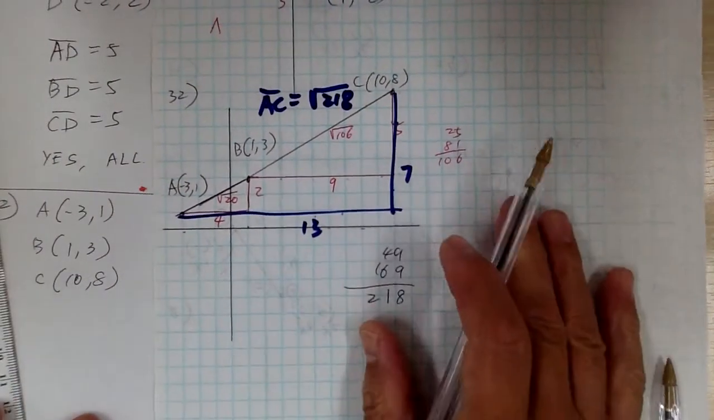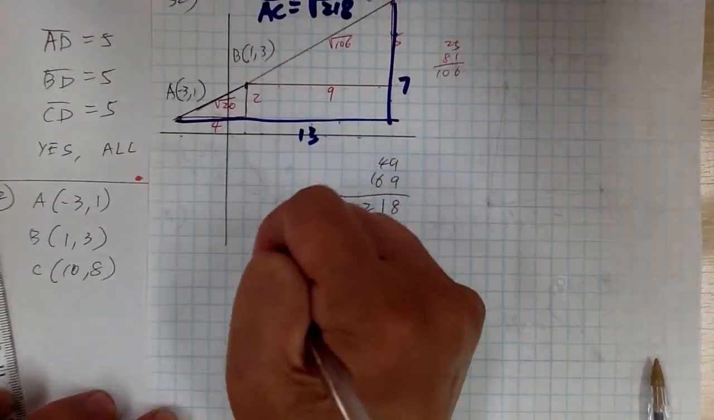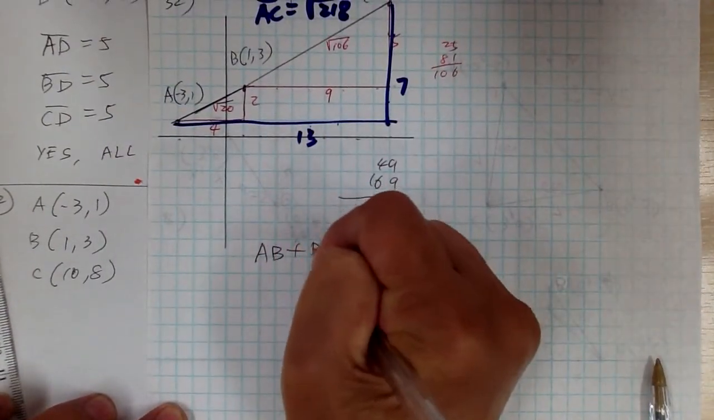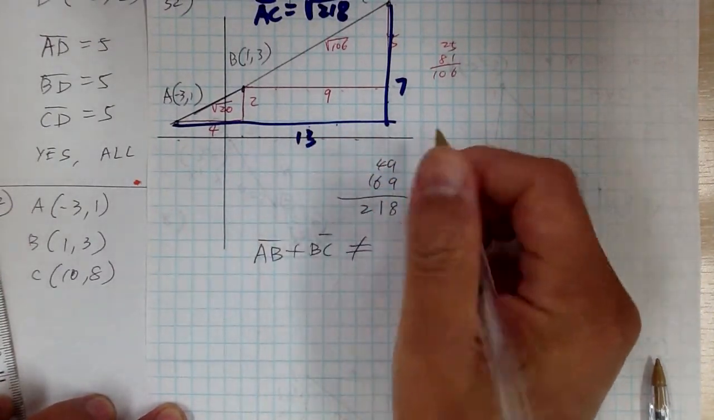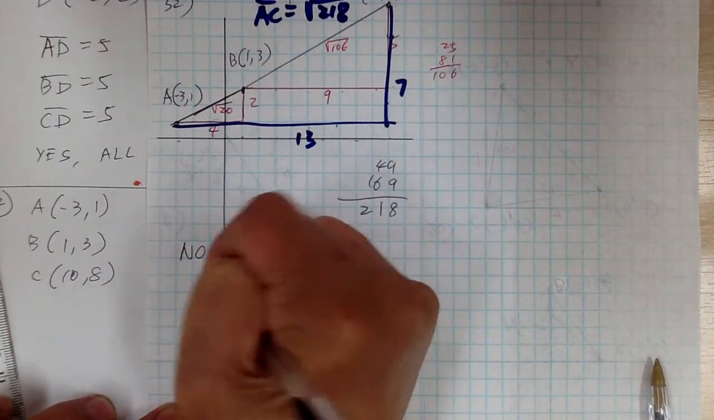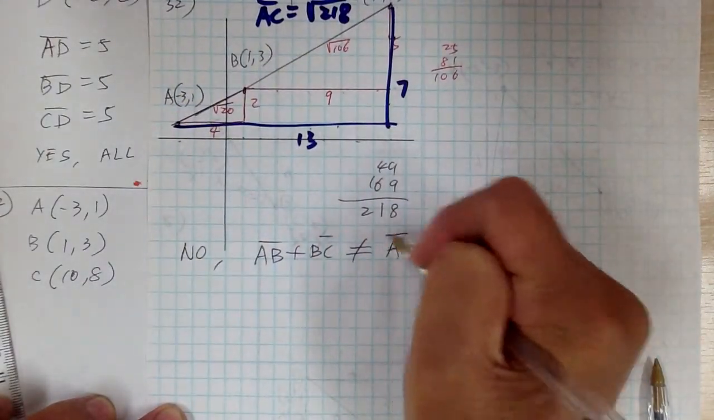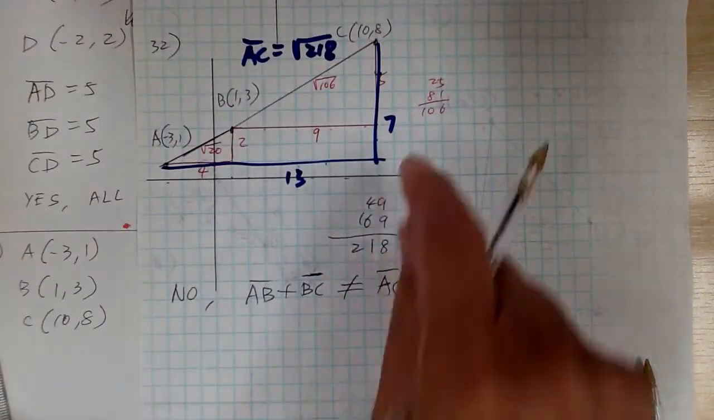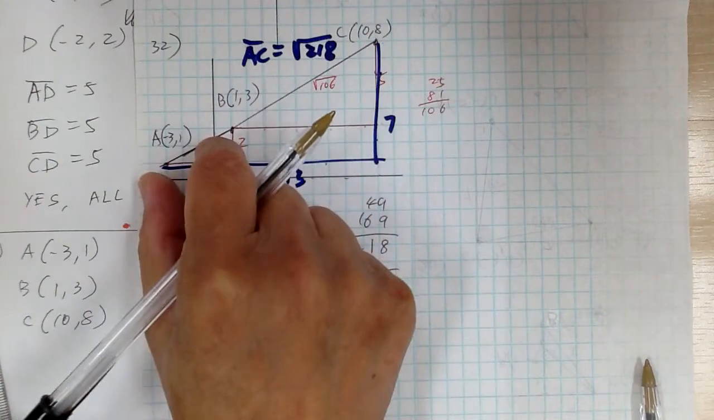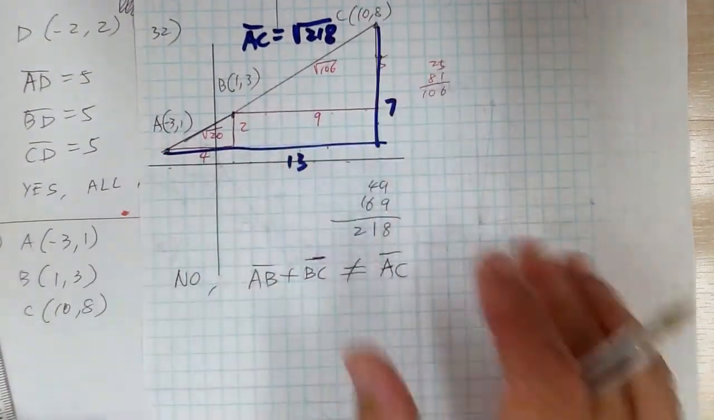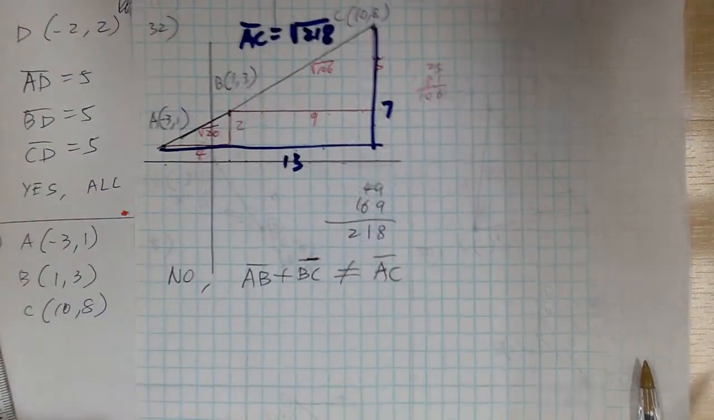So again, in this case, AB plus BC is not equal to AC, so the answer is no. Again, if it's a straight line, AB plus BC will equal AC. But this one, since they don't add up to equal that, the answer is no.